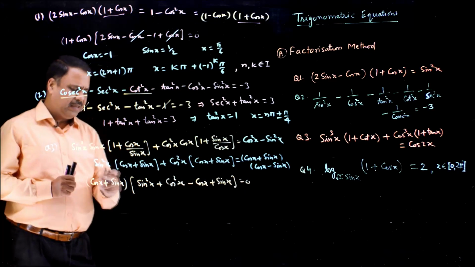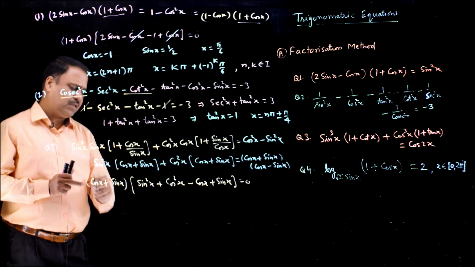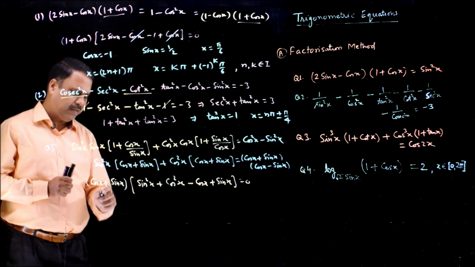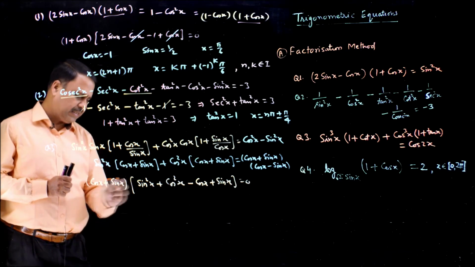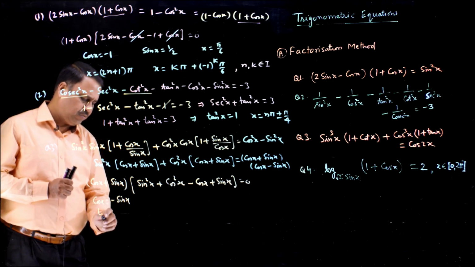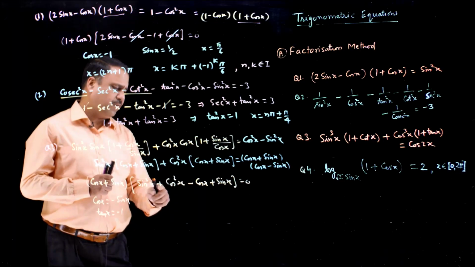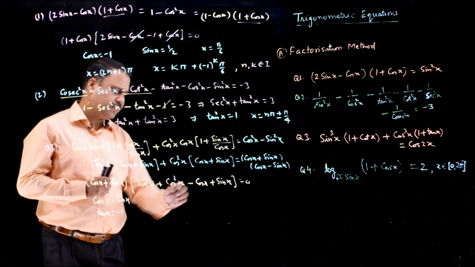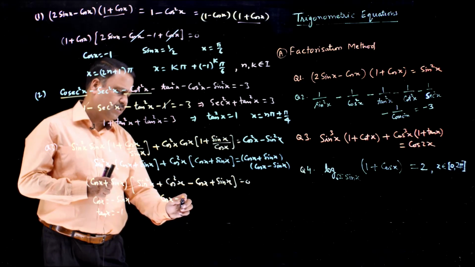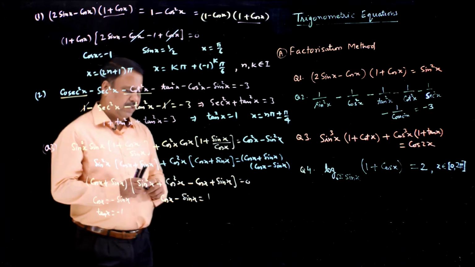So from here we will get sin x plus cos x plus sin x is equal to 0, or cos x equal to minus sin x, or tan x equal to minus 1. So this will give cos x is equal to minus sin x. So tan x is equal to minus 1. In this form we can get, this is 1. So we will get from here 1 is equal to cos x minus sin x. So cos x minus sin x is equal to 1.